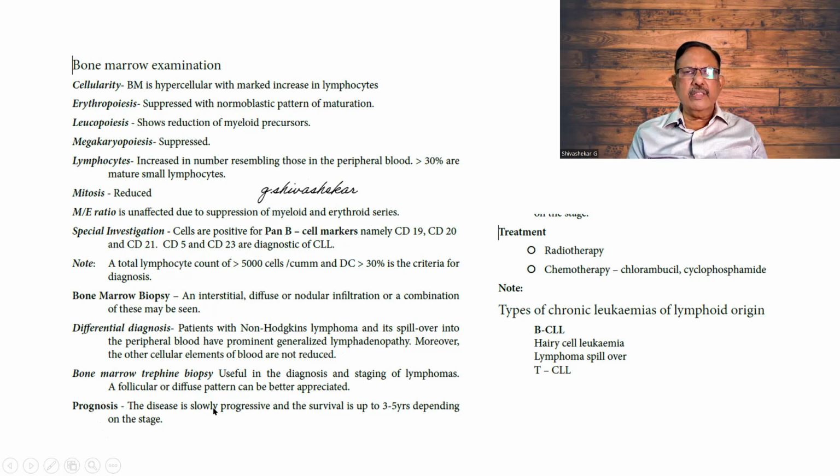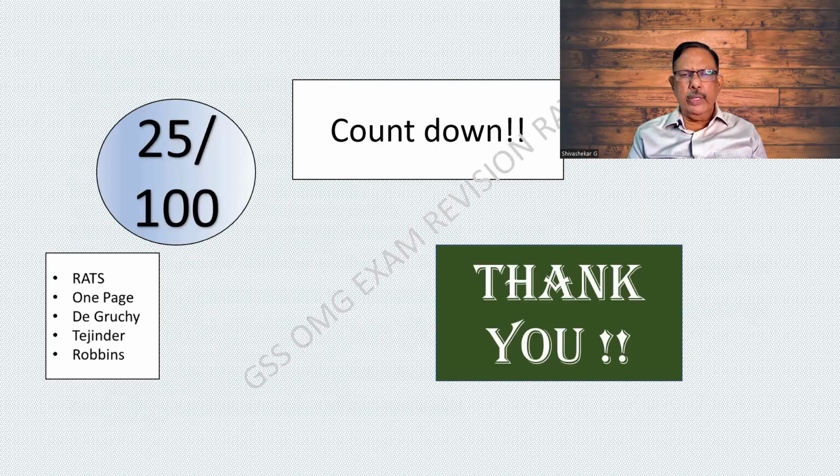Prognosis: the disease is a slowly progressing one, and it is said that the patient dies because of the age and not of the disease. The treatment can be radiotherapy and chemotherapy. The differential diagnoses are B type of chronic lymphocytic leukemia, T cell, hairy cell leukemia, and a lymphoma infiltrating the marrow, as well as spillover into the peripheral blood. Class number 25 is over.